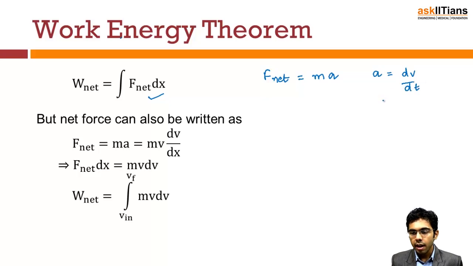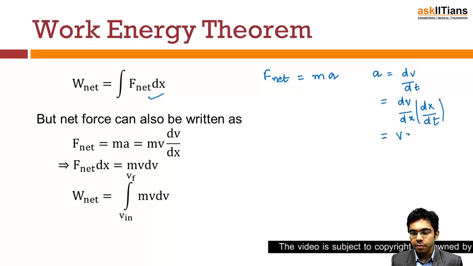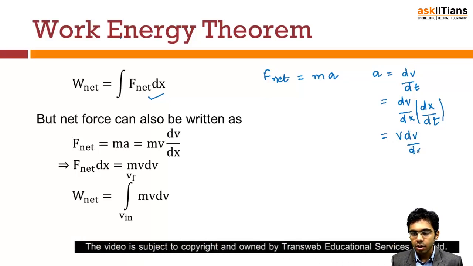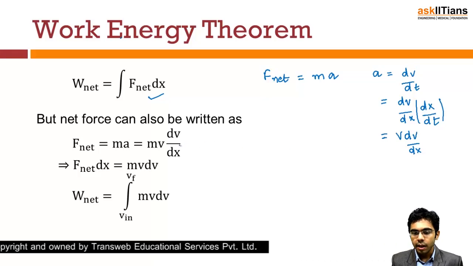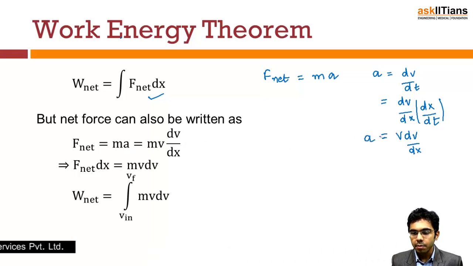or else we can write it as dv by dx into dx by dt, and this dx by dt can be written as v, that is the speed or the velocity, if we consider dx to be the displacement. So this comes out to be v dv by dx. So a is written as v dv by dx. Therefore, m a can be written as m v dv by dx.